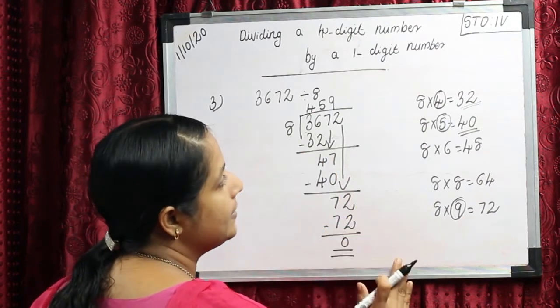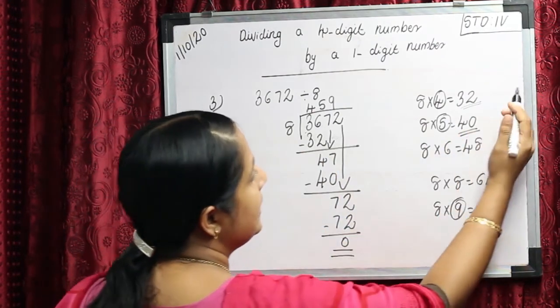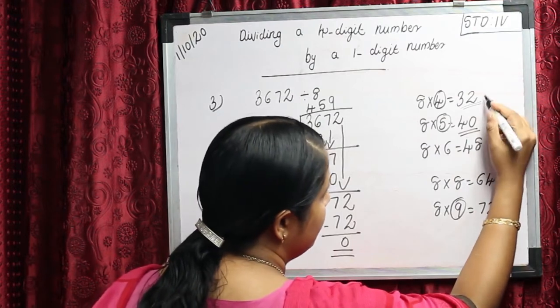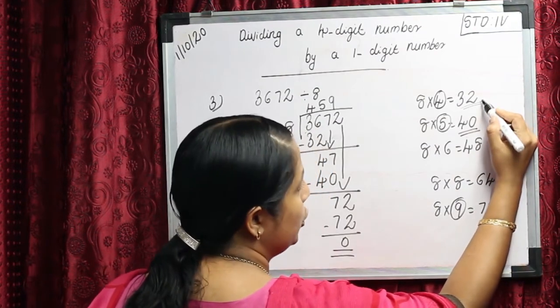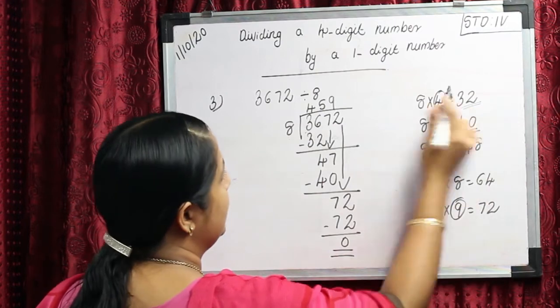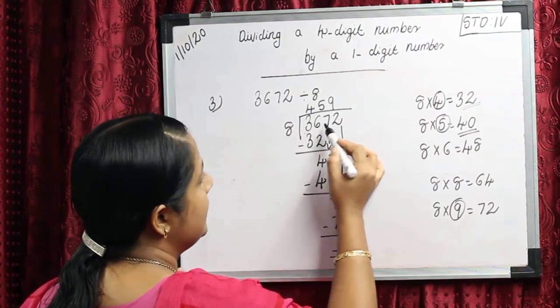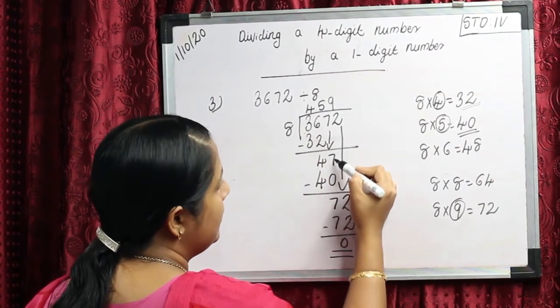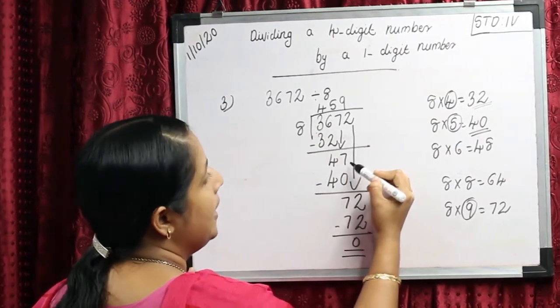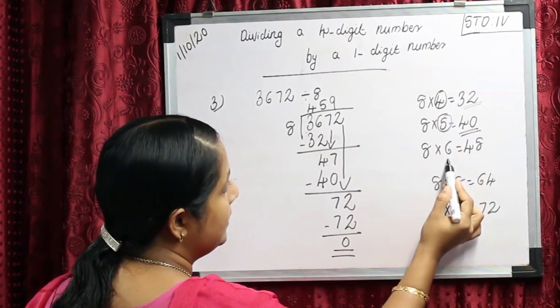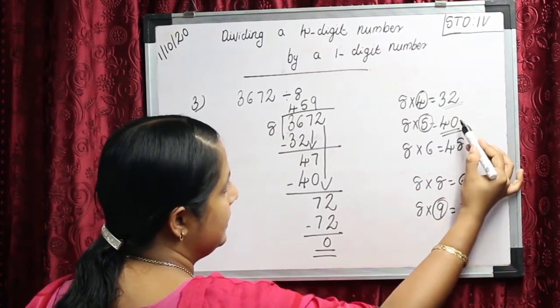There is no 36. That's why we are selecting less than 36. In this table, which is less than 36? Yes, 32. So 8 4s are 32. We write 4 here. 4 8s are 32. Then 6 minus 2 equals 4. Next number is 7. Then 47. Then 8 5s are 40. 8 6s are 48. So we select less than 47.